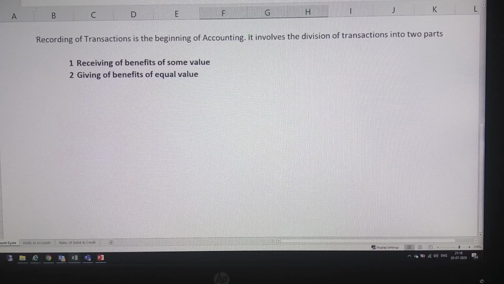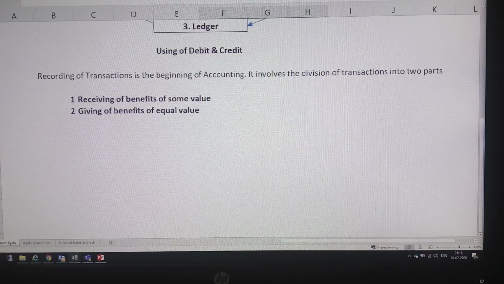Further to this, I would also talk a little about how to utilize debit and credit. Recording of a transaction is the beginning of accounting. It involves the division of a transaction into two parts. One is the receiving of benefits of some value, the other is giving benefits of equal value. So every transaction can be split into two: receiving the benefits in some value and giving the benefits in equal value.